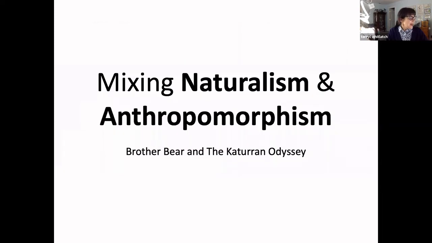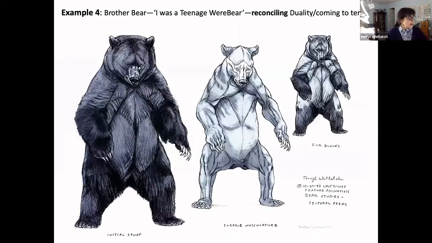All right, so naturalism and anthropomorphism. One of the movies I worked on for Disney was Brother Bear. I worked at least a year and a half on that feature, so I had a lot to do with it. One of the things they did at the get-go is have me design about 50 different analyses, anatomy charts of bears, of Kodiak and grizzly bears.